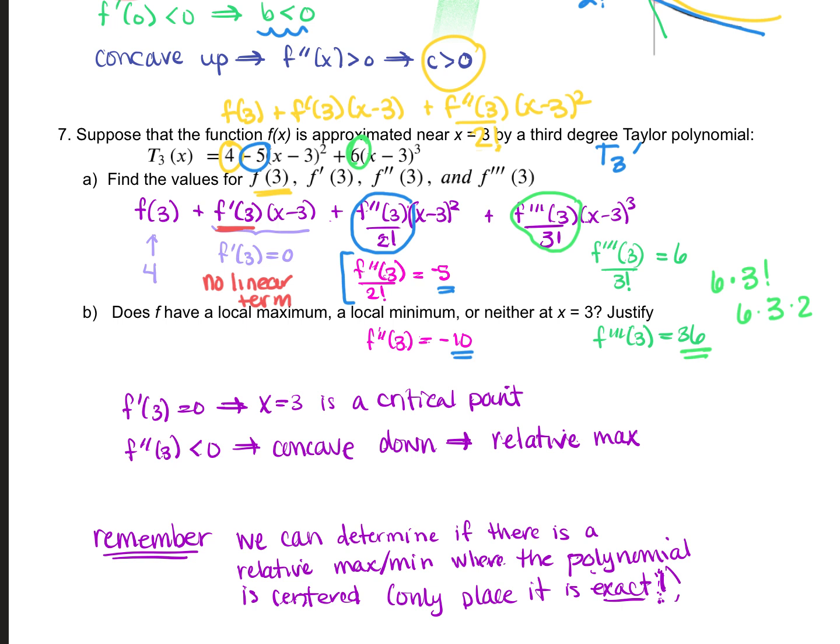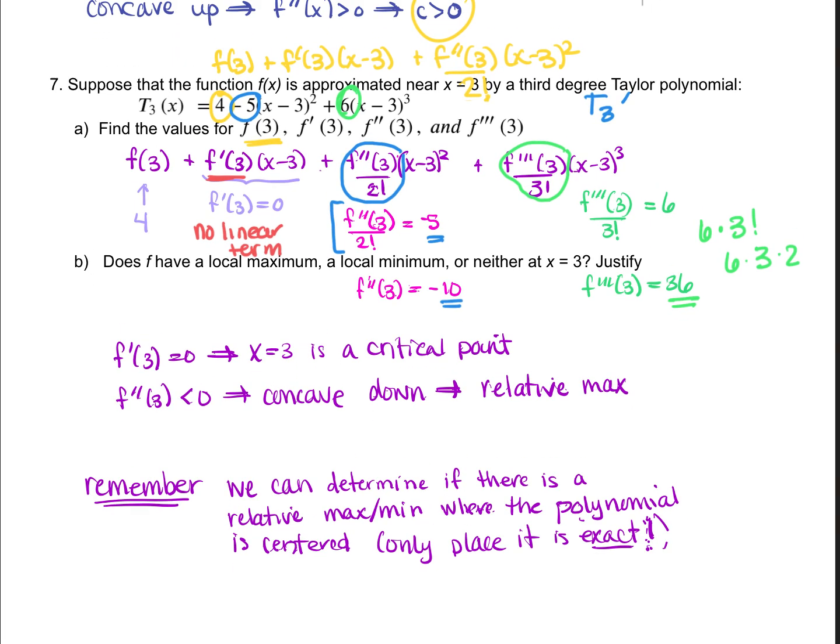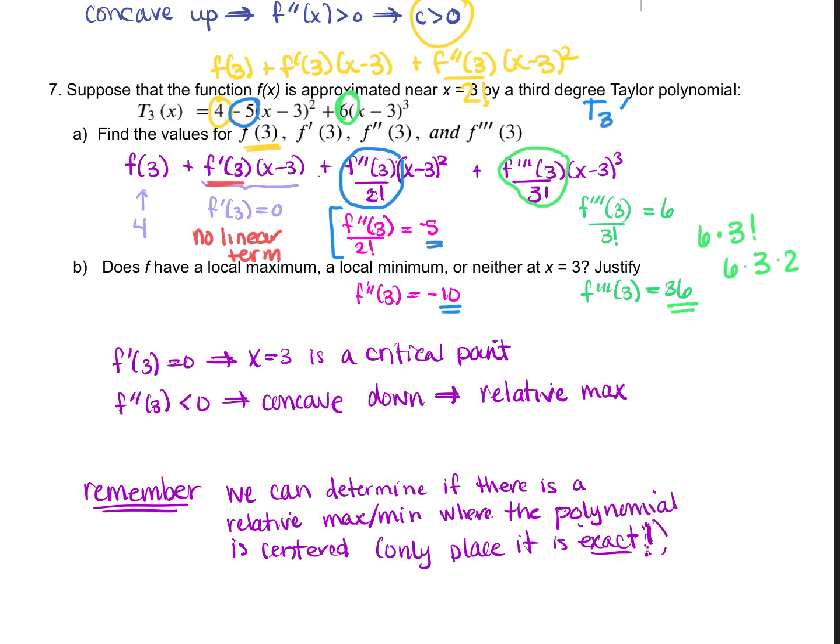And again, does this have max, min, or neither at x equals 3? Well, we know that at x equals 3, the derivative is equal to 0, which means it is a critical point. We know the second derivative is negative, so it is concave down, and it's a relative max. Last, remember, you could only do this where it's centered, where it's exact.